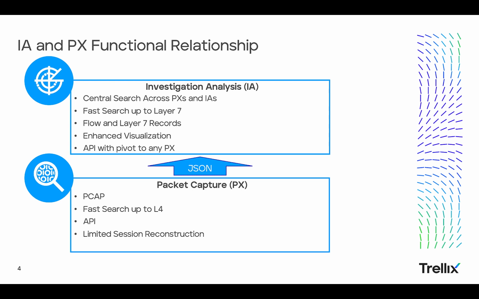Trellix Network Forensics is a two-part solution, with the PX focused on industry-leading high-speed lossless packet capture, and the IA providing ultra-fast metadata search up to layer 7. Enhanced visualizations of activity and session reconstruction are also available in the IA. And data is available to your SIM or other devices over standard RESTful API, so you can use data gathered to further investigations across other vectors or update detection rules.